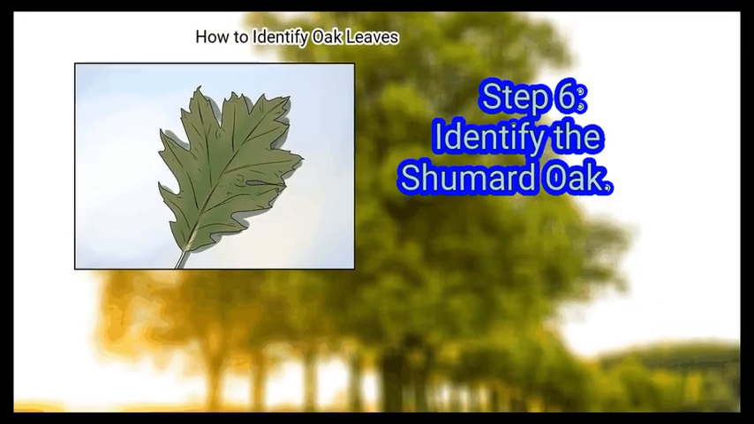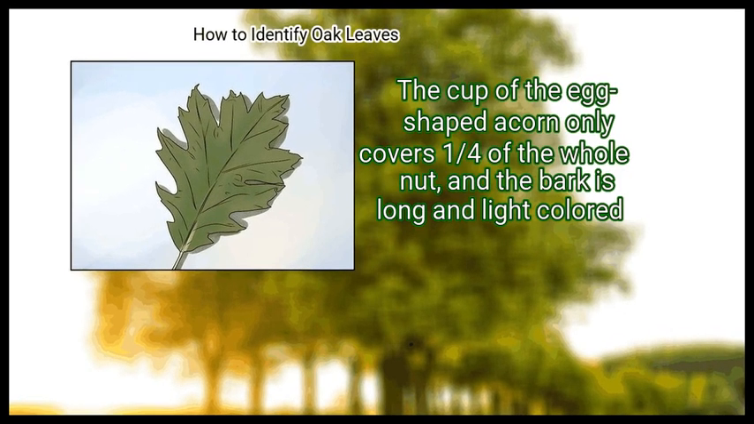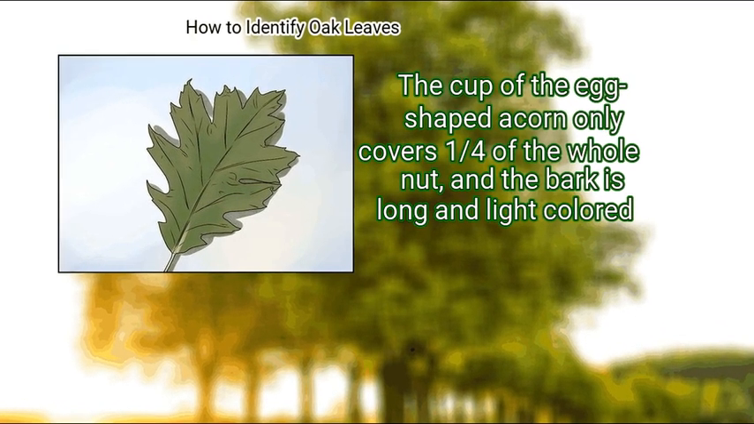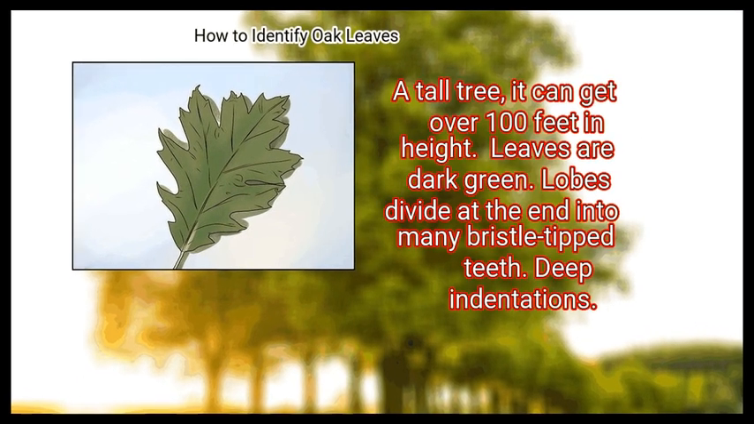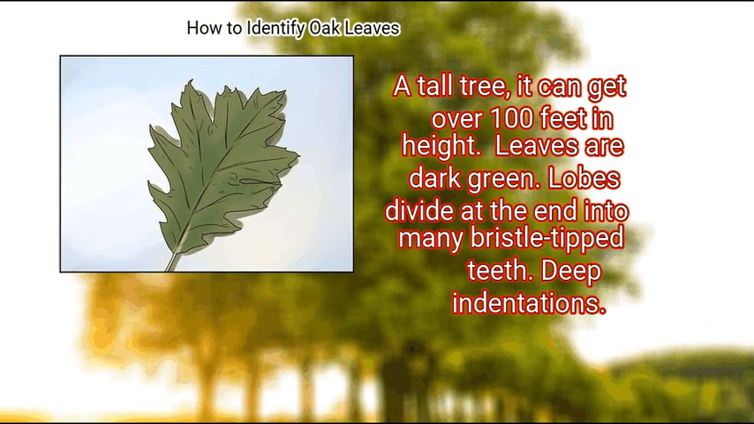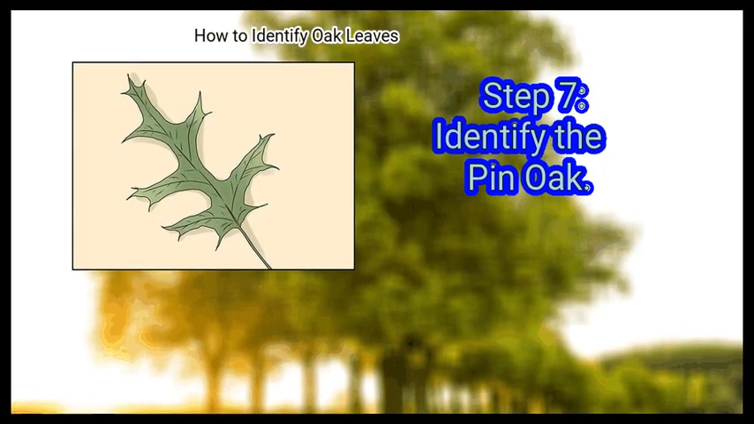Step 6. Identify the shumard oak. The cup of the egg-shaped acorn only covers 1/4 of the whole nut, and the bark is long and light-colored. A tall tree, it can get over 100 feet in height. Leaves are dark green. Lobes divide at the end into many bristle-tipped teeth. Deep indentations.